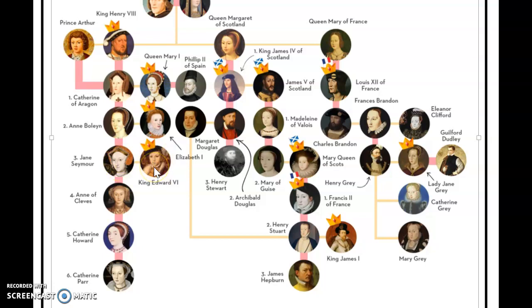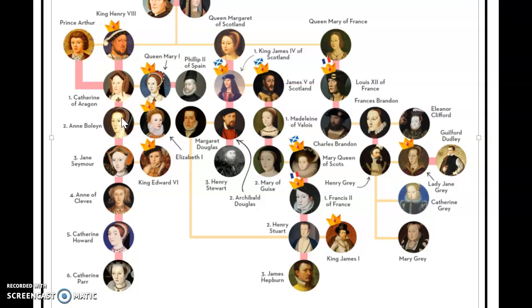King Edward VI dies age 15, and so the crown passes upwards to Queen Mary I. Queen Mary I, also known as Bloody Mary, is the daughter of Catherine of Aragon, and she becomes queen next because she's the next eldest. She is also the first queen of England. However, Mary I also dies without any children, and therefore the crown passes to Elizabeth I. Elizabeth I is the daughter of Anne Boleyn.